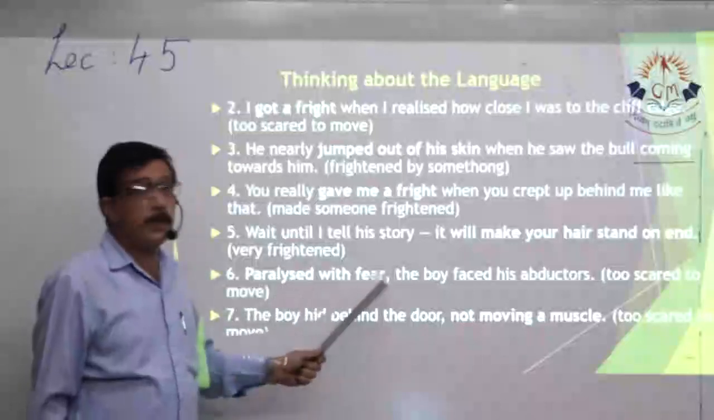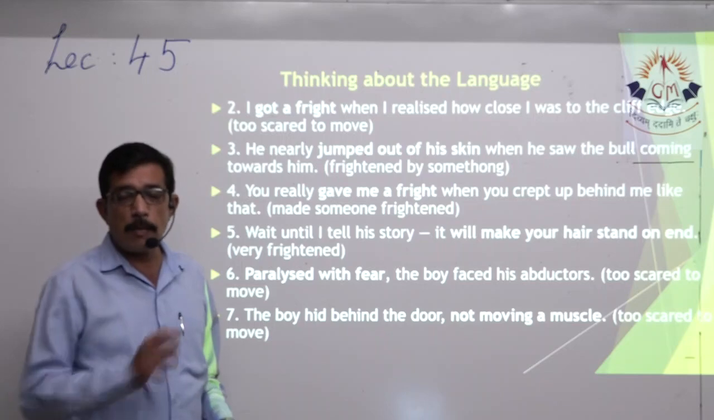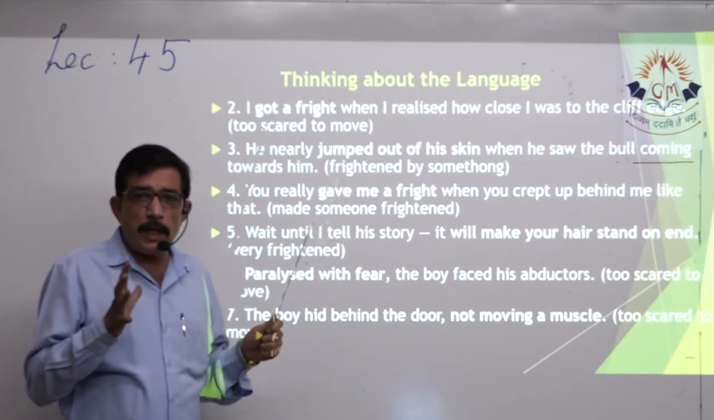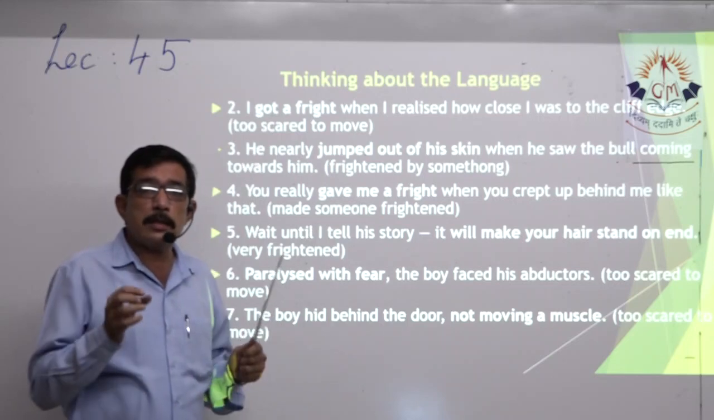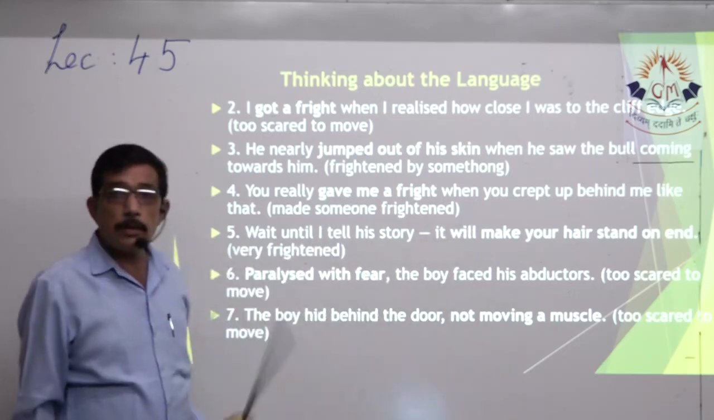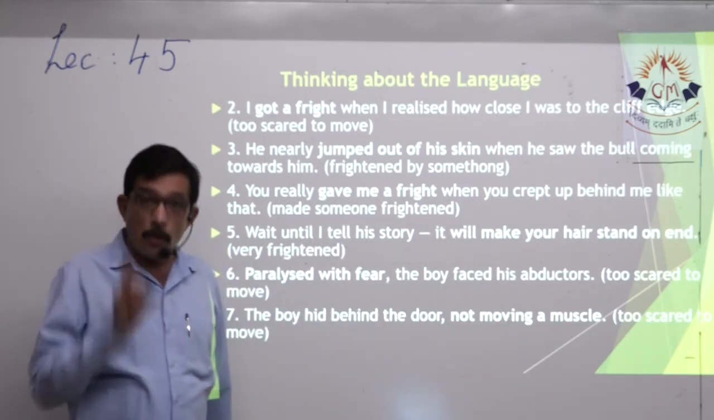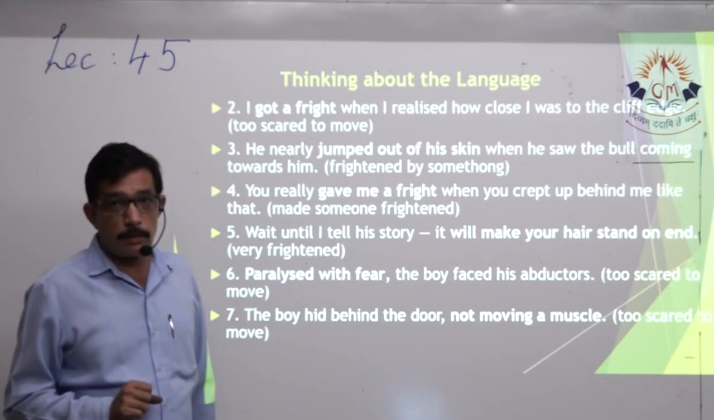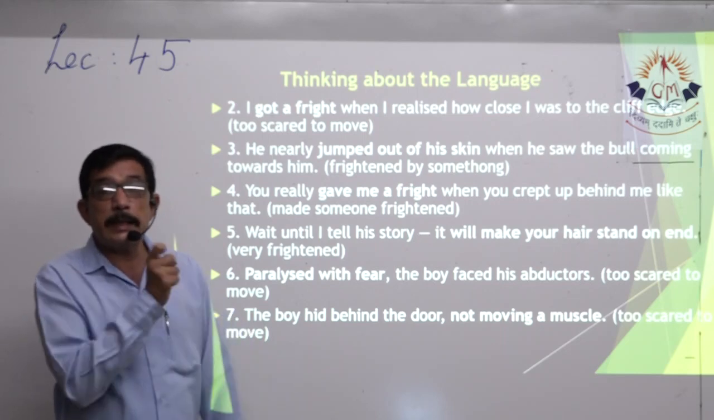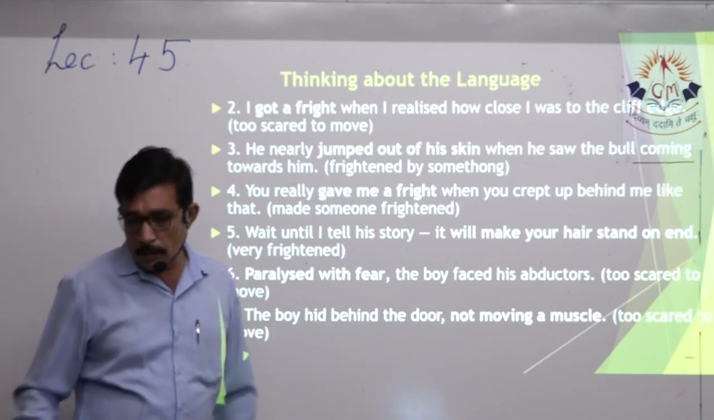Paralyzed with fear. Boy faced his abductors, kidnappers. Paralyzed with fear, you are so much in fright that your hands and legs as if they are paralyzed, can't move. That is, too scared to move. The boy hid behind the door, not moving a muscle. Not moving a muscle is a phrase. It means too scared to move. Even the muscle inside it also doesn't move. Kya pata awaaz aa jaye. Right, so that is the meaning.